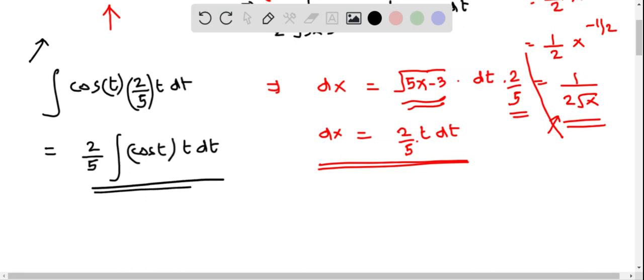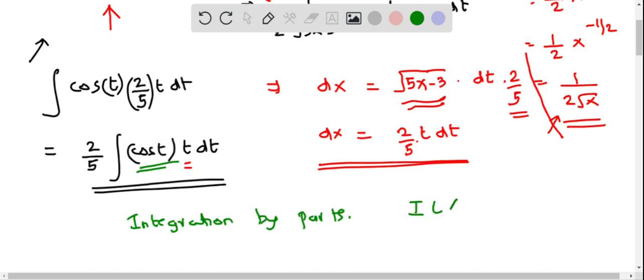Now to integrate this, this is basically a product of two functions. That is t is an algebraic function, and cos t is a trigonometric function. So we are going to apply integration by parts method. So in this method, we have to follow one of the rule, that is ILATE rule, which stands for I stands for inverse function, L stands for logarithmic, A stands for algebraic, T stands for trigonometric, and E stands for exponential.